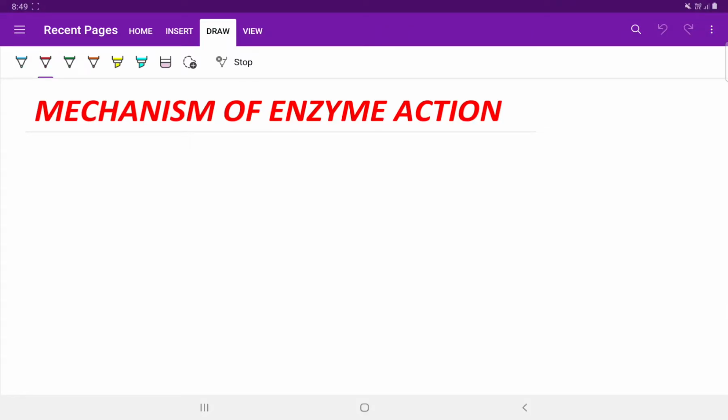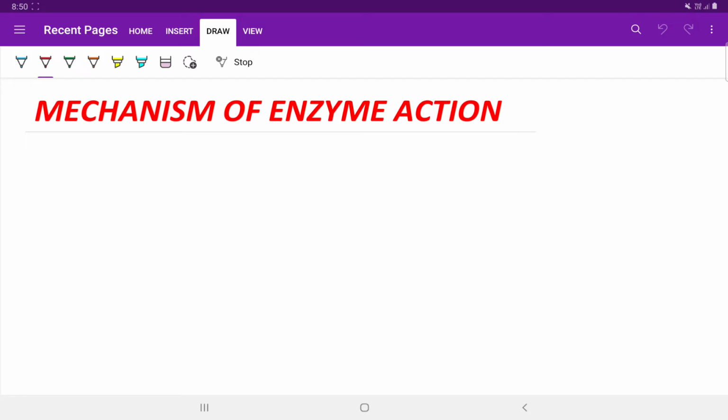Welcome students. So today we shall be learning about the mechanism of enzyme action. How the enzyme action occurs, what is the mechanism behind this, and what are the various theories that govern the attachment of substrate with enzymes.